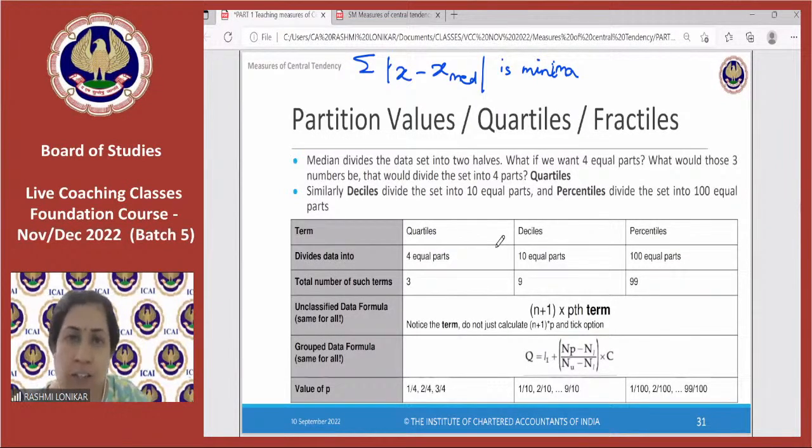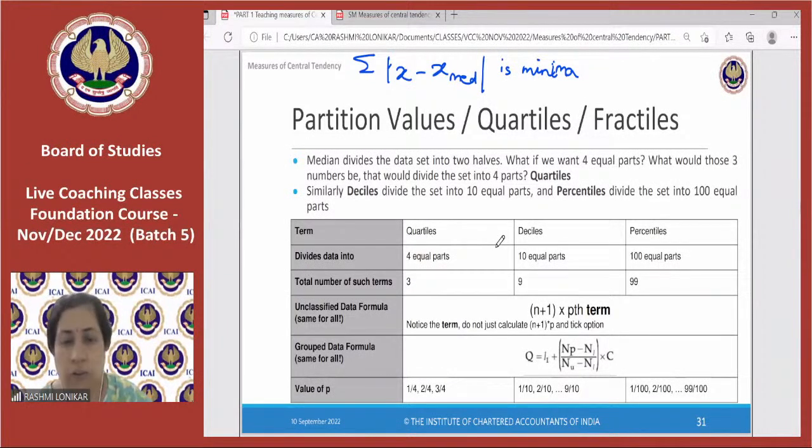Now what did the median do? It took the whole set of observations and divided it into 2 equal parts. Similarly, you would want to divide it into further parts. So for that, we use what are known as partition values. We divide the given data into various small divisions. So you may have quartiles, you may have deciles, you may have percentiles.